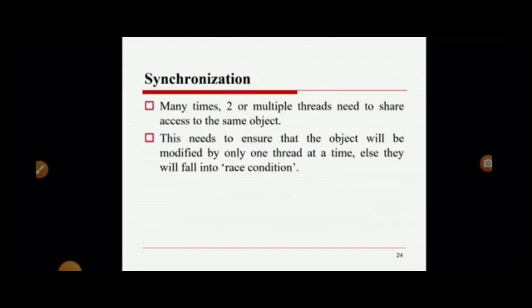Next we are going to synchronization. So what is synchronization? Many times two or multiple threads need to share access to the same object. So we need to ensure that the object is modified by only one thread at a time, else they will fall into a race condition. If you are using a shared variable, the shared variable or shared object must be modified by only one thread at a time. Otherwise it creates an issue. To avoid this, we go for the concept of synchronization.